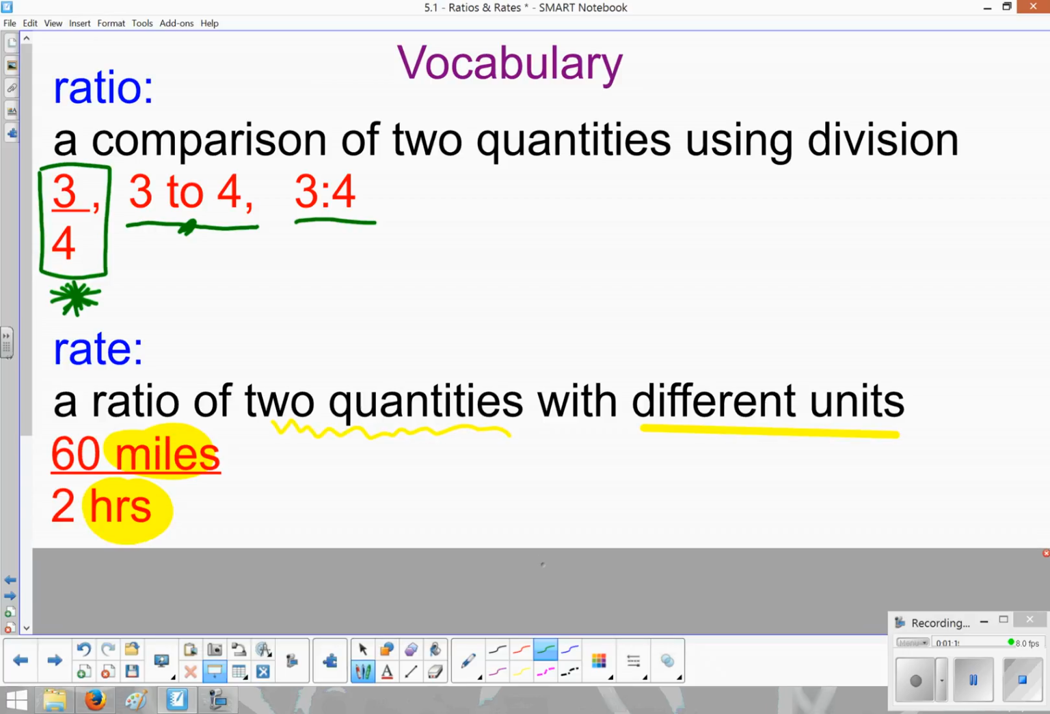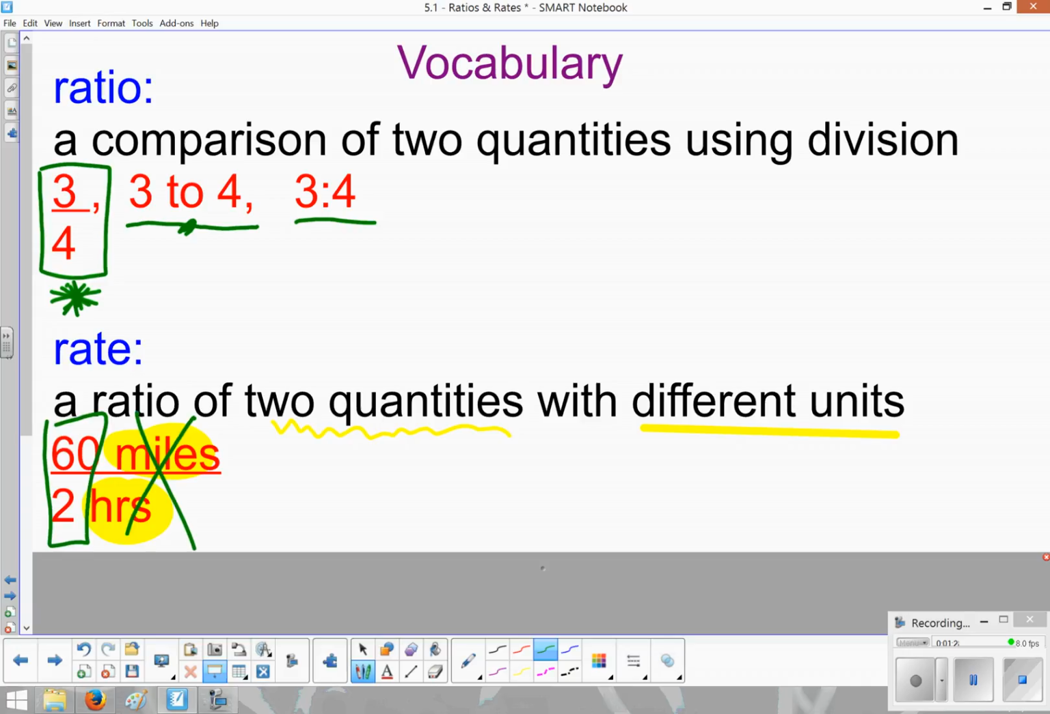Okay, a rate. What is a rate? So a rate is basically a ratio. So if I took the number 60 over 2 only and not look at the miles and hours, that is a ratio. It's just a number of two quantities using division. So a number using a division sign with two numbers.